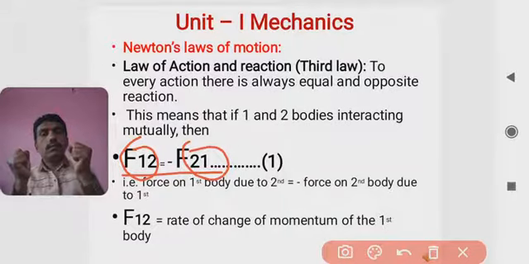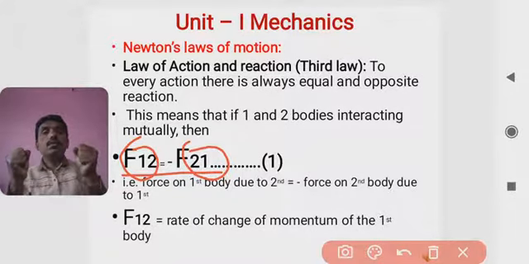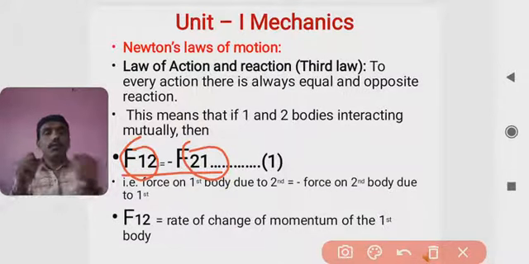Now on the first body, the force acting due to the second, if both bodies are coming nearer or are at some distance, the action or force on the first body due to the second is nothing but equal to the negative of, that is opposite to, the force on the second body due to the first body. That means they are in opposite directions to each other.